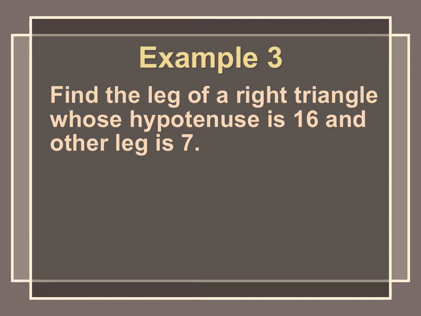Actually, let's do this one together. We need to find the leg of a right triangle whose hypotenuse is 16 and its other leg is 7. So this time they give us C and they give us one leg, and we're trying to find the other leg. So we can still use the Pythagorean theorem, but this time we're trying to find one of the legs. So we're going to say A stands for the leg that we're trying to find. So A squared plus the other leg, 7 squared, equals the hypotenuse, 16 squared.